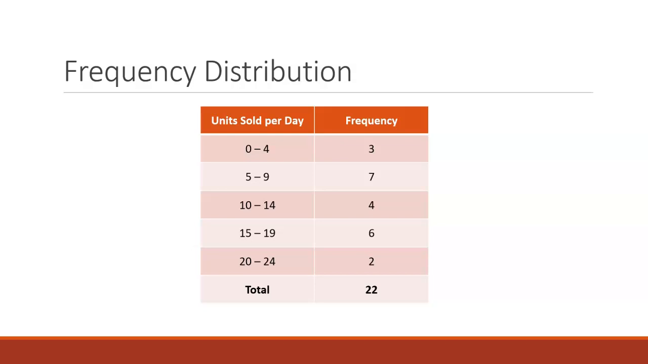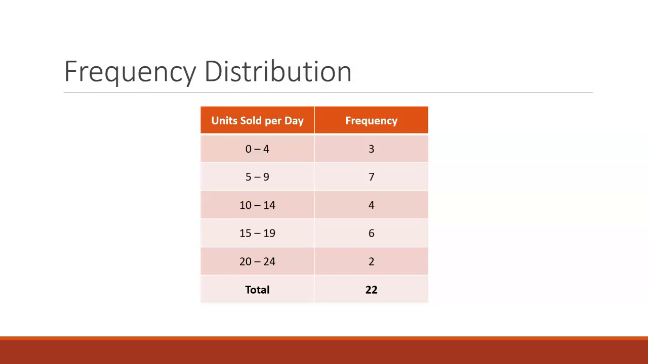They need to be mutually exclusive classes, right? We don't have any overlap. They need to be equal sizes. So 0 to 4, 5 to 9, 10 to 14, those are all equal size classes. We don't have any open-ended classes. And we don't have any empty classes at the start or the end of our frequency distribution, right? So we're following all of these rules here with our classes.